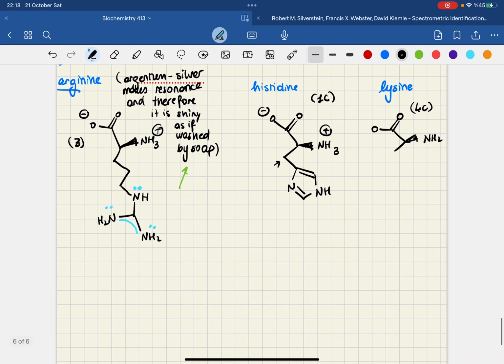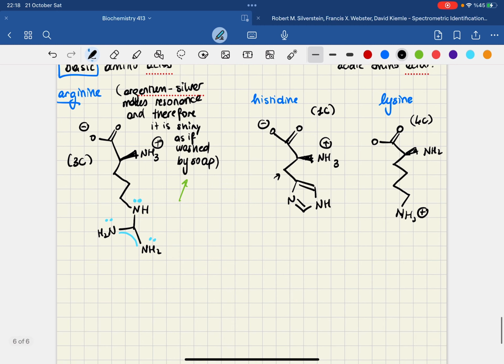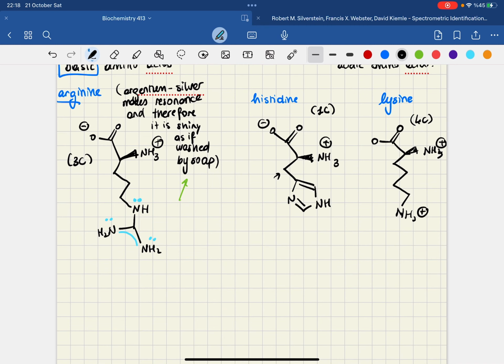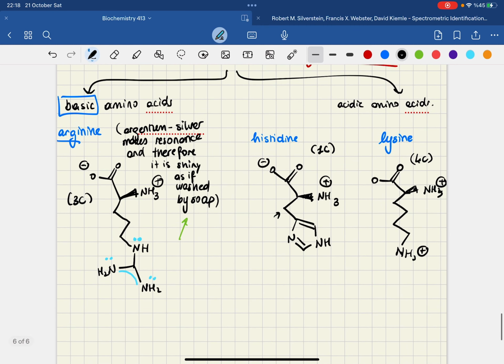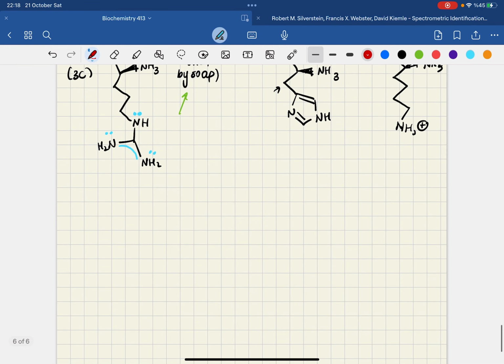So in arginine we have 3 carbons, in histidine we have 1 carbon, in lysine we have 4 carbons, 1, 2, 3, 4, and then we have an amine group also in there. And these ones are all basic amino acids, and now let's see what our acidic amino acids are.